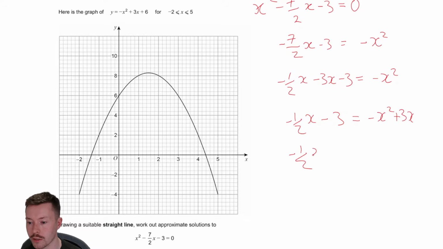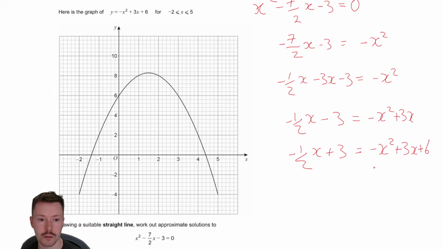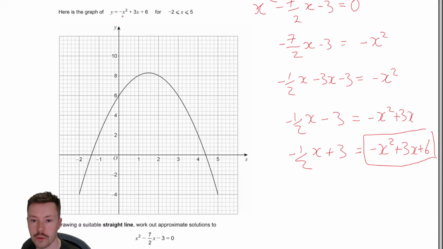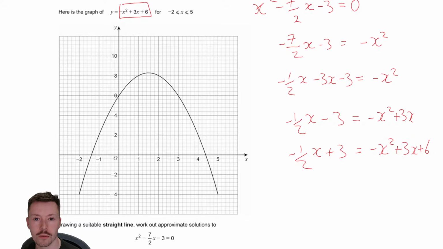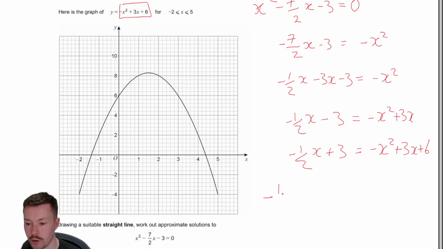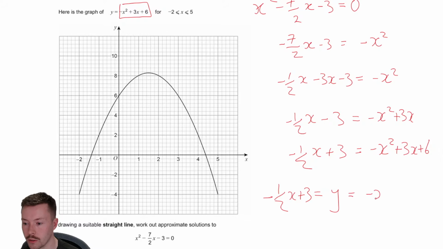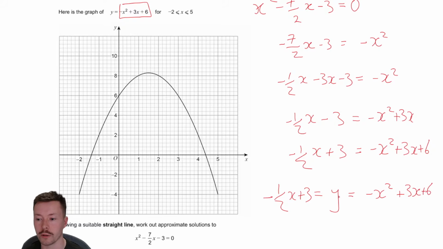So we get minus a half x. 6 add minus 3 is plus 3. And then we get minus x squared plus 3x add 6. Which is what we want. Now, what I'm going to do is write this again, but differently. I'm going to write minus a half x plus 3 equals y equals minus x squared plus 3x plus 6. I'll put y in the middle, but they're both equal to y. So that's why I didn't need it in the line above.